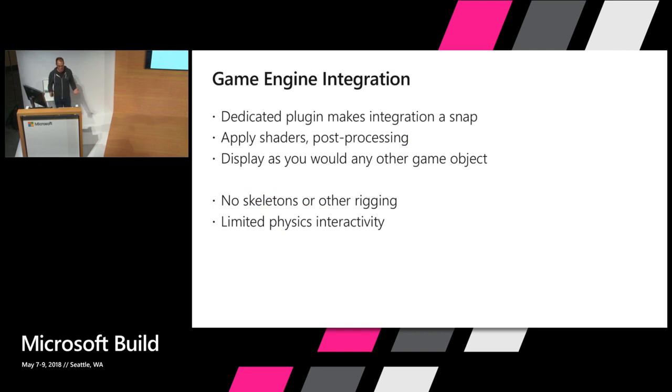Now, it's time to integrate into a game engine. Our dedicated plugin makes integration a snap. You can apply shaders and post-processing and treat them just as you would any other game object. I should point out that although these are human holograms, we do not support skeletons or other rigging that you could use for animation. There's also limited physics interactivity because our plugin delivers the assets, the meshes and the textures, at a point in the pipeline in the GPU after which they could be used as colliders. So you cannot natively use these things as colliders.